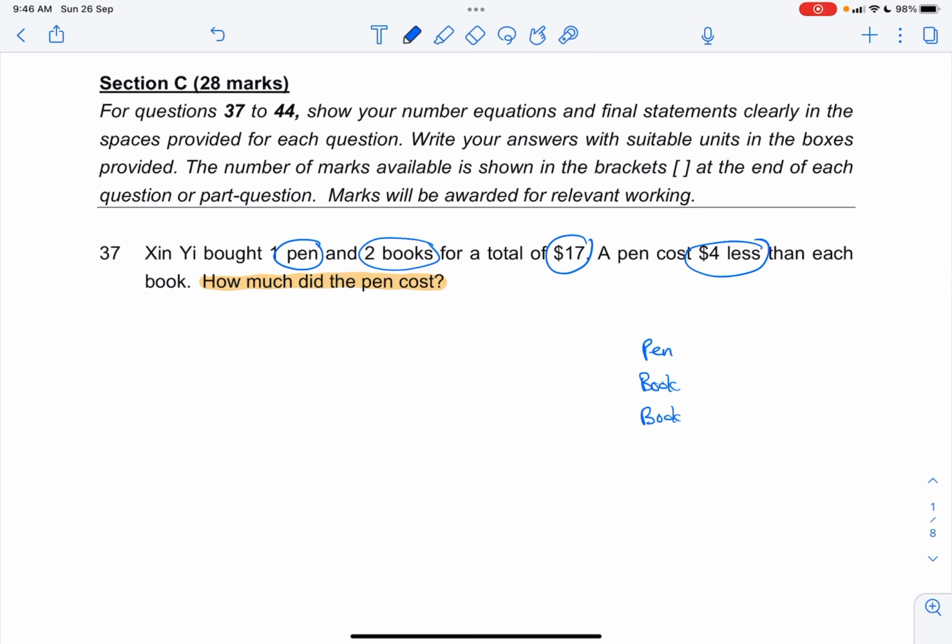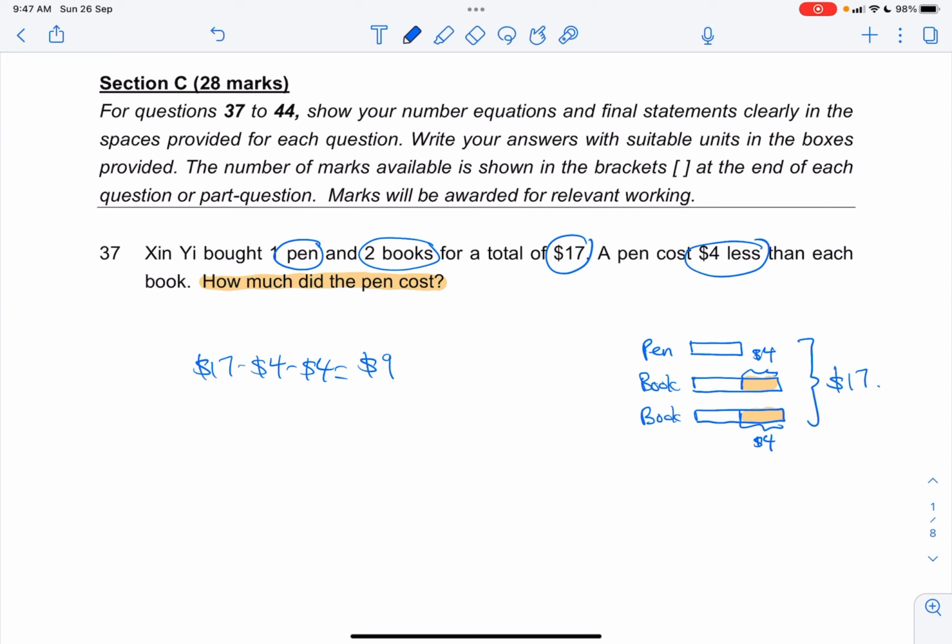A pen costs $4 less, so a book could cost so much. And a pen will cost $4 less. Okay, so this is also $4 less. And the total cost is $17. So if we want to be able to divide by 3, we must first get rid of these 2 extra $4, and then we will have 3 units. So we can take $17 minus $8 will give me $9.